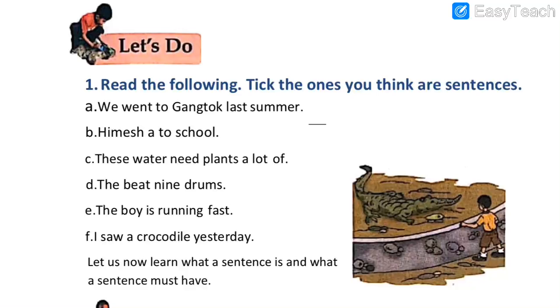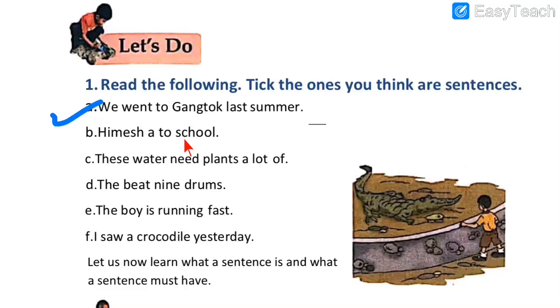The first one which is given: We went to Gangtok last summer. Now Gangtok is the name of the place. Is it a complete sentence? Do you think that it makes complete sense? Yes, it makes complete sense. See, there is a subject, there is a verb, it has subject and predicate both. So that is a sentence. It is correct. So let us tick mark it.